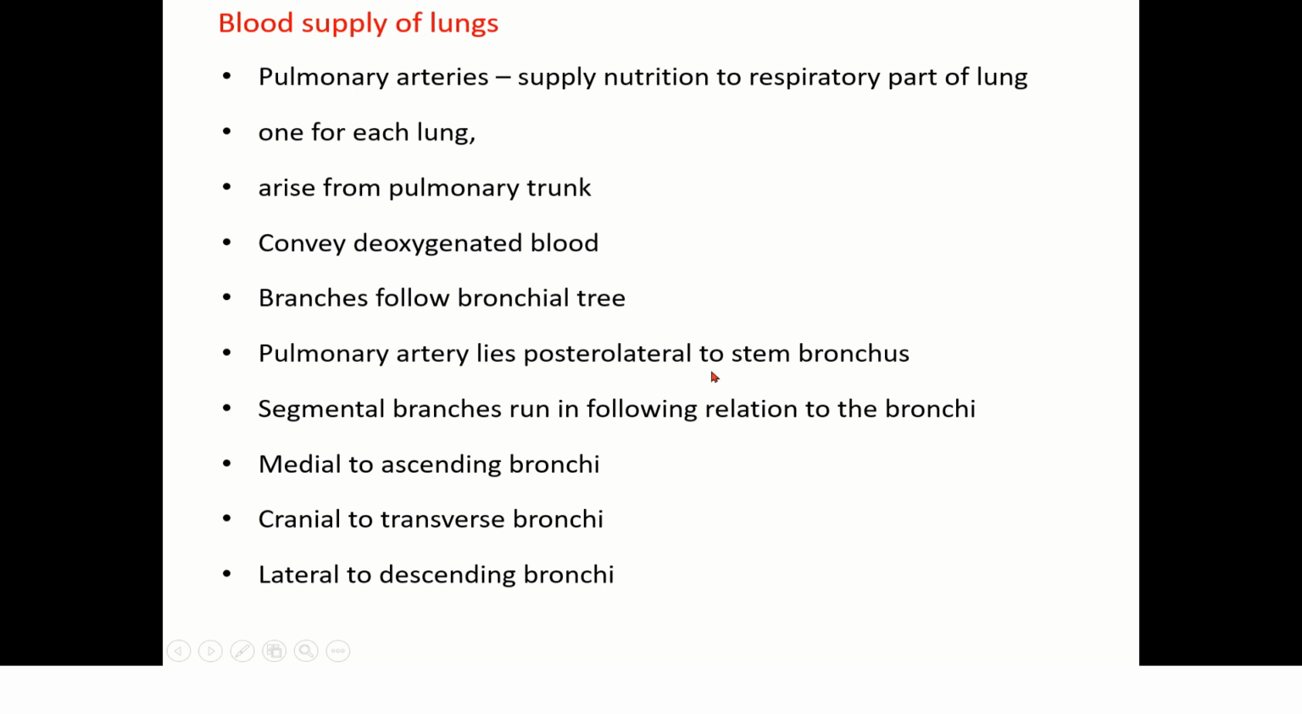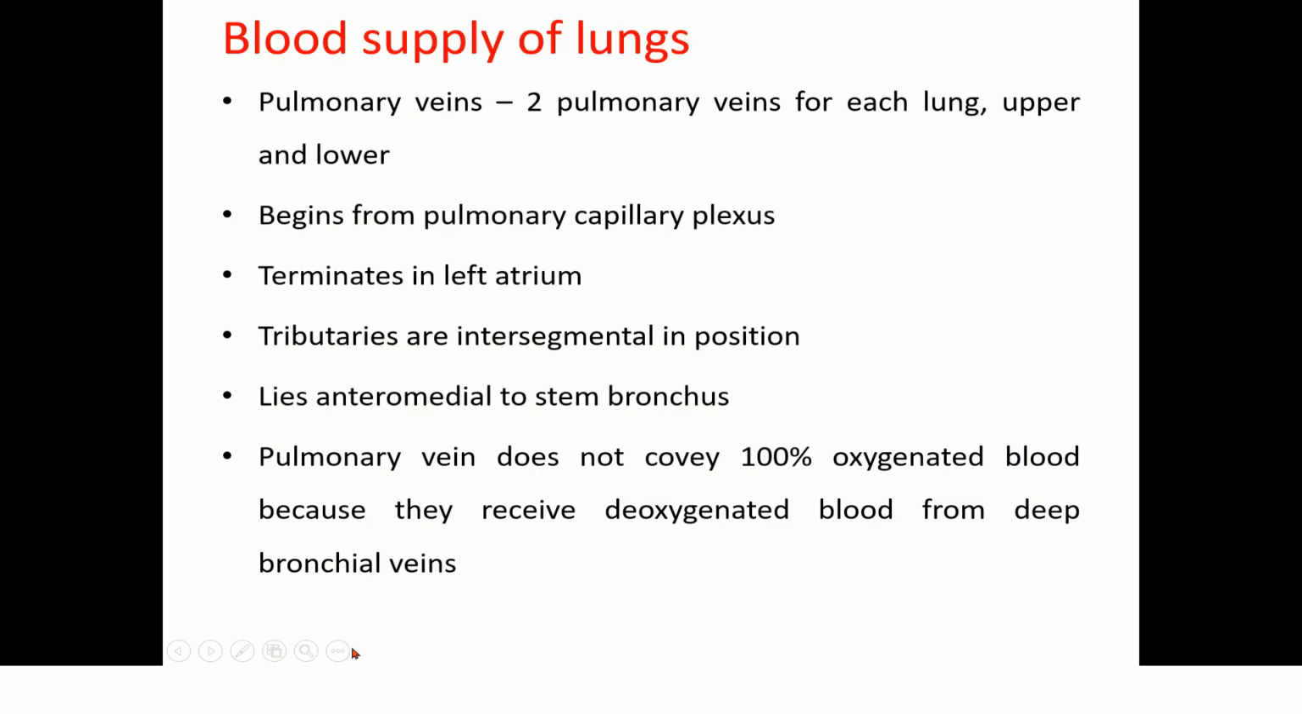The pulmonary artery lies posterolateral to the stem bronchus, whereas the branches of the pulmonary arteries follow the segmental bronchi in the following manner. The segmental branches of the pulmonary artery in the upper lobe, if you see, will be lying medial to the ascending bronchi. In the middle lobe, they will be cranial to the transverse bronchi, and in the lower lobe, they are lateral to the descending bronchi.